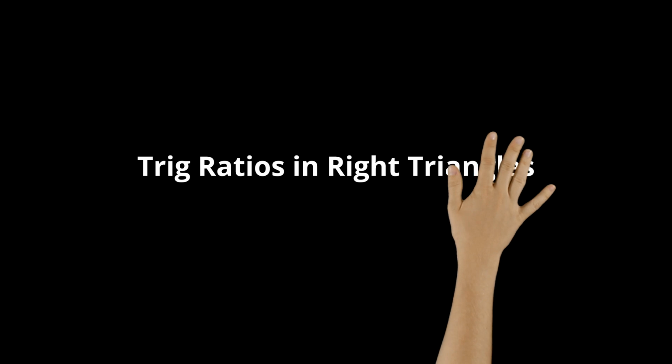How can Kevin use the trigonometric ratios of sine, cosine, and tangent of right triangles to calculate the unknown height of the Statue of Liberty? Let's take a closer look.